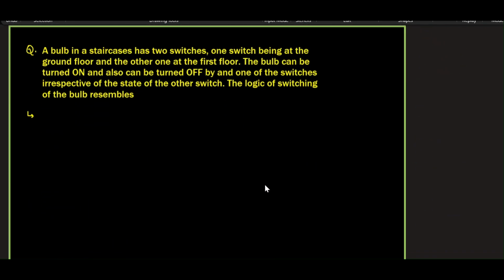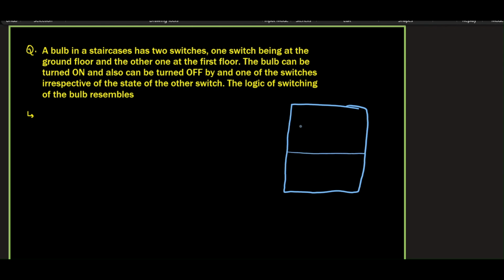A bulb in the staircase has two switches, one at the ground floor and the other at the first floor. The bulb can be turned on and also turned off by any of the switches, irrespective of the state of the other switch. The logic of the switching of the bulb resembles... Okay, this question asks us to design a circuit in terms of logic gates.